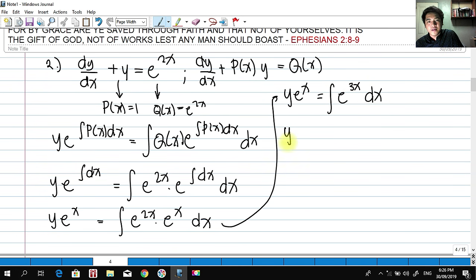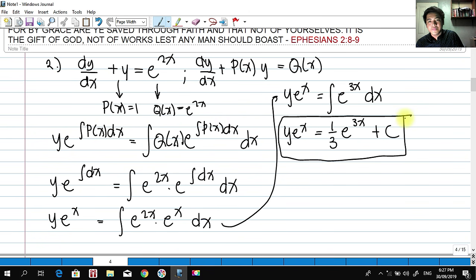So if we evaluate the integral on the right side of our equation, we have 1/3 e raised to 3x plus c. Okay? And if we simplify this, this can be the answer. But furthermore, if we express this in terms of only y, we have e raised to 3x over 3e raised to x. I divided the whole equation by e raised to x just to eliminate the e raised to x here. So we have plus c over e raised to x.